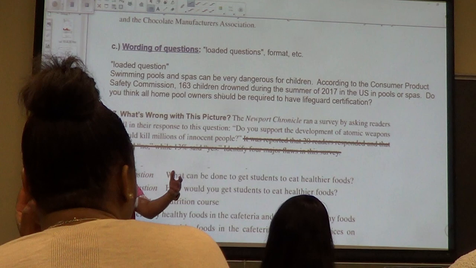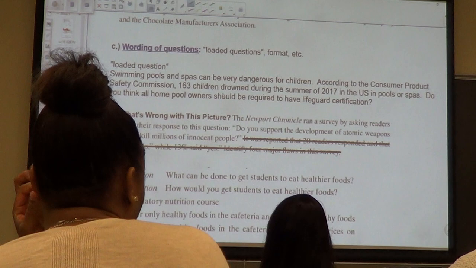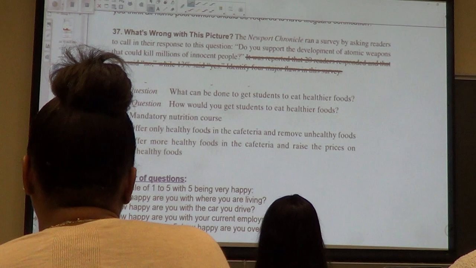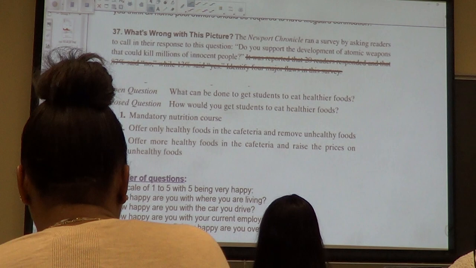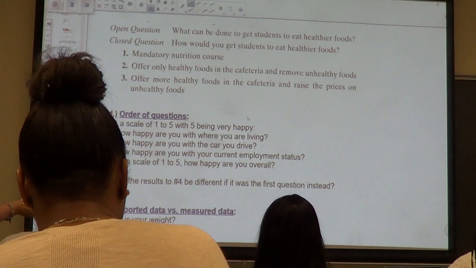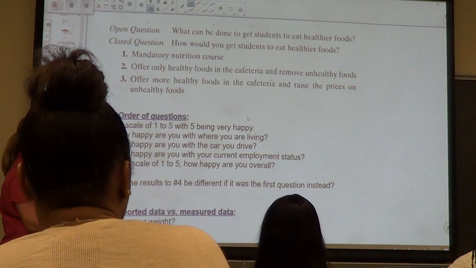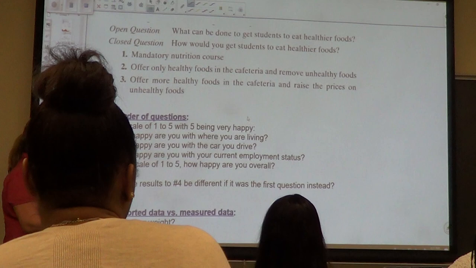Same thing down here. What can be done to students to eat healthier foods? Now, if I come down and read: mandatory nutrition, offer only healthy foods, offer more healthy foods. You can have open questions and you can have closed questions. I like D. On a scale of 1 to 5, with 5 being very happy, how happy are you with where you're living? How happy are you with the car you drive? How happy are you with your current employment status? On a scale of 1 to 5, how happy are you overall? If 4 was written first, would you have answered them differently?